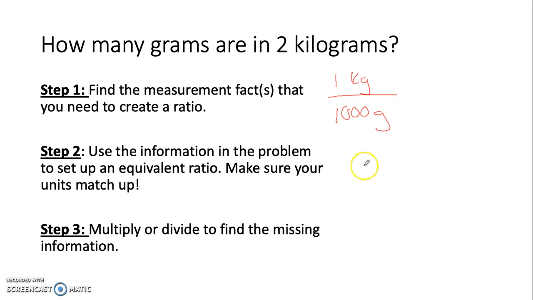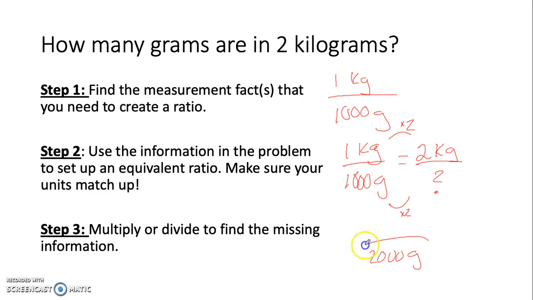Step two, I'm just going to rewrite that same ratio, but I'm going to make an equivalent fraction. 1 kilogram, there's 1,000 grams, but I want to know how many grams are in 2 kilograms. Step three, multiply or divide to find the missing information. Well, 1 times 2 is 2, so 1,000 times 2 is 2,000 grams. So there are 2,000 grams in 2 kilograms.